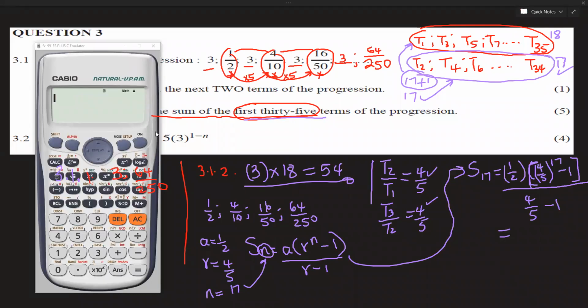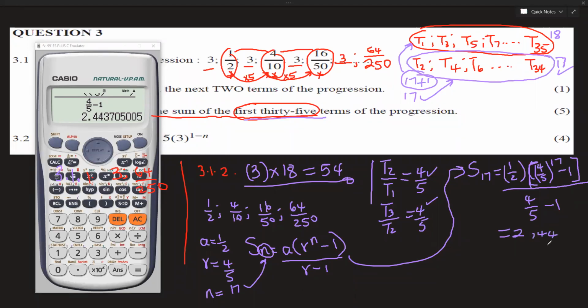So let's punch this in a calculator, right? I'm going to do this, and then I have half, which is just 0.5 basically. And then I have 2 brackets opened. I have 4 over 5 to the exponent of 17. And then minus 1. Then I'm closing the bracket. And then I'm dividing by 4 over 5 minus 1, which gives me 2.44, right?